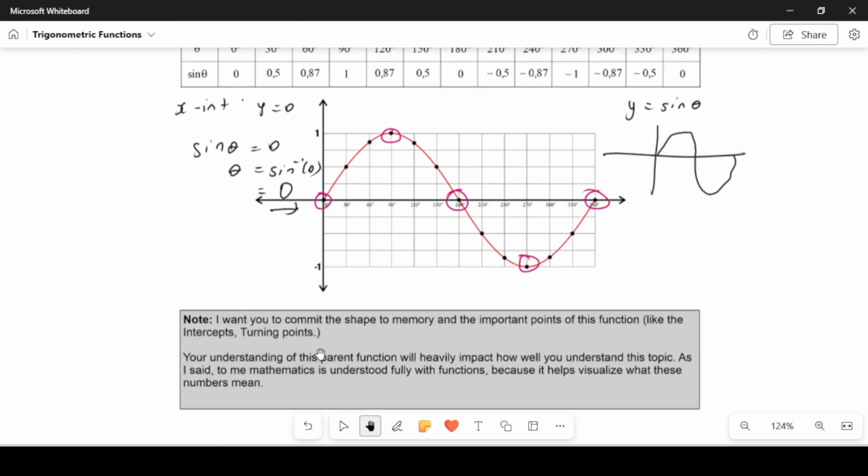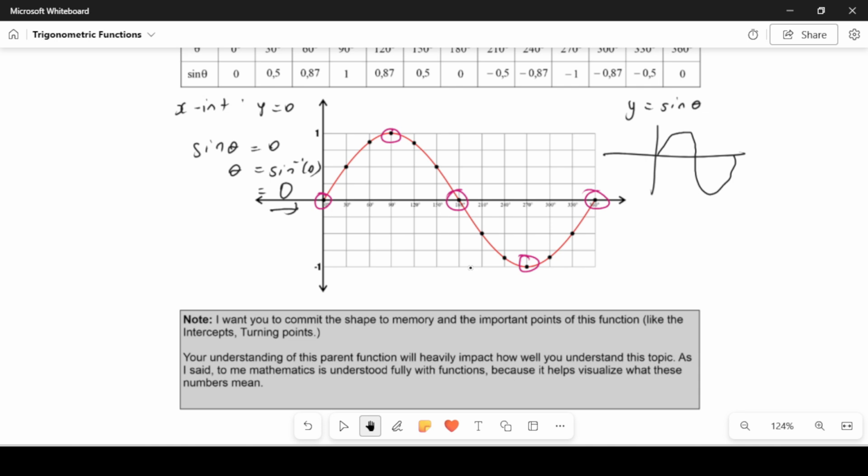But we'll get to it. Don't worry, we'll get to it and I'll categorize all of this information for you. Note, I want you to commit the shape to memory and the important points of this function, like the intercepts and the turning points. I've explained this. Your understanding of this parent function will heavily impact how well you understand this topic. Very bold statement, right? As I said, to me, mathematics is understood fully with functions because it helps you visualize what these numbers mean. But not any numbers, more specifically under the realm of trigonometry.